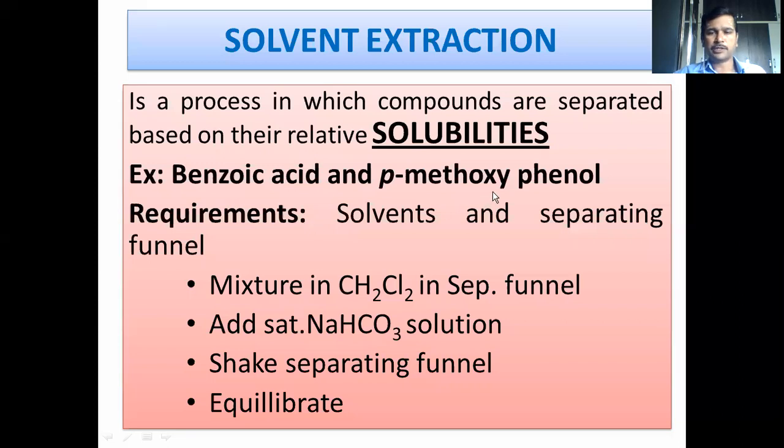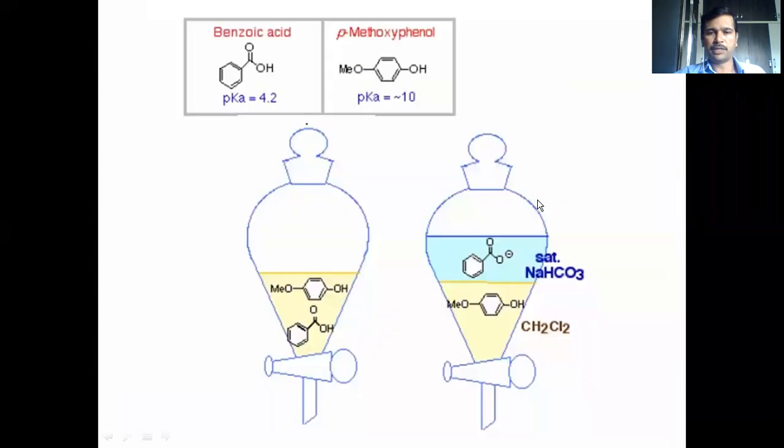Let me demonstrate this by a simple example. Let me take a mixture of benzoic acid and paramethoxyphenol. The requirement I need is a separating funnel, a simple separating funnel, it may be 125 ml or 250 ml. A clean separating funnel is required. You take the mixture of benzoic acid and paramethoxyphenol. You dissolve this in either dichloromethane or dichloroethane. CH2Cl2 means dichloromethane. Both are soluble in dichloromethane.